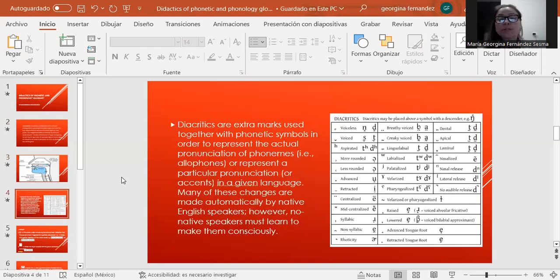The next term is diacritics. Diacritics are extra marks used together with phonetic symbols in order to represent the actual pronunciation of phonemes, or represent a particular pronunciation or accents in a given language. Many of these changes are made automatically by native speakers. However, non-native speakers must learn to make them consciously.